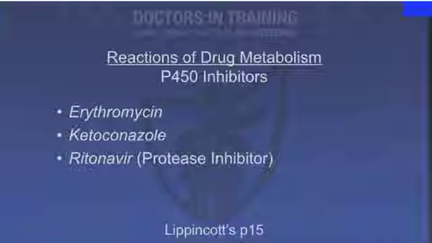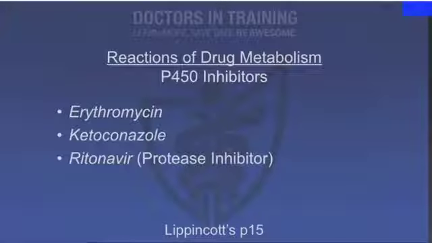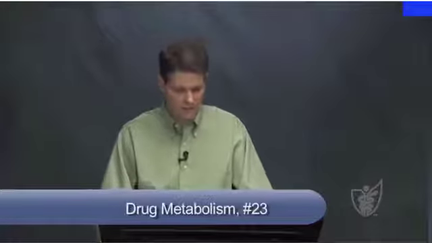They actually compete for the binding sites of the enzyme. And sometimes these drugs are inhibiting a P450 enzyme for which they're not the substrate. So a drug may be metabolized by one enzyme and it's actually inhibiting another enzyme. And Lippincott's lists three of these drugs that inhibit P450. It lists erythromycin, ketoconazole, and ritonavir. Each of these inhibits several P450 enzymes. I'm going to give you a different mnemonic to remember a long list of drugs that inhibit P450. And again, you can't memorize all of these, but these are some important ones.